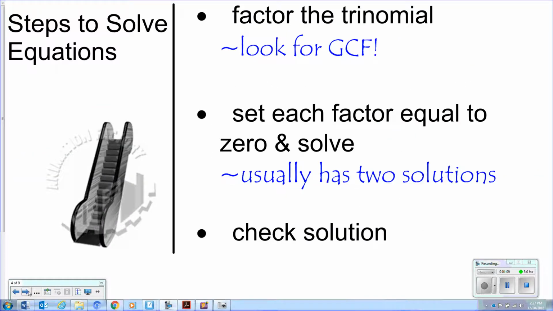So steps for solving: factor the trinomial. Make sure you look for the GCF first. It may make your problem a lot simpler. Then set each factor to 0 and solve. Usually has two solutions. Make sure you check them.